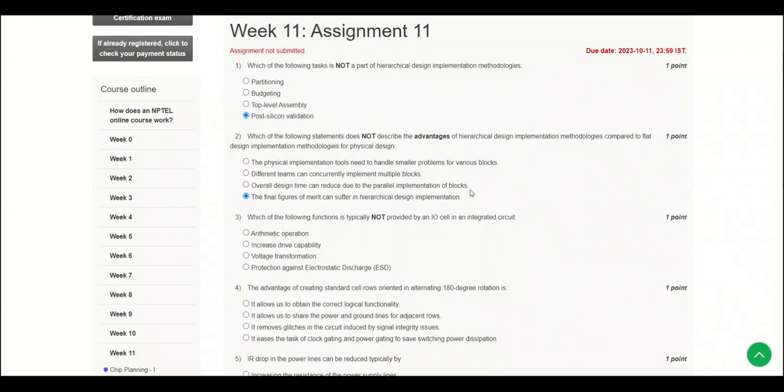Hello everybody, welcome to the course VLSI Design Flow RTL to GDS. This is the 39th lecture. In this lecture, we will be discussing placement.